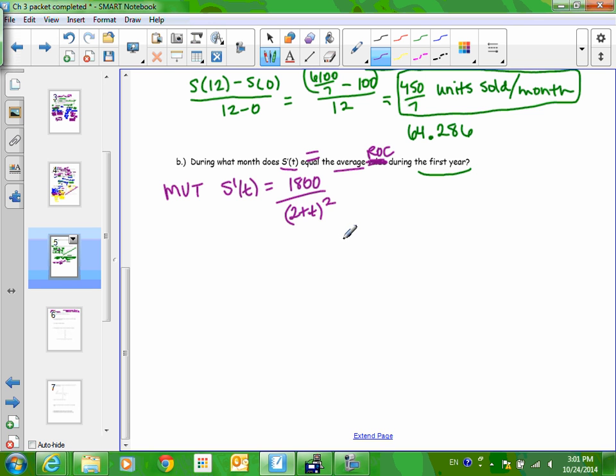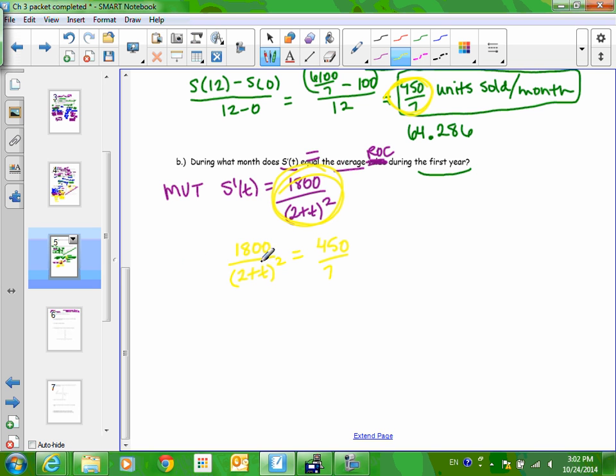Okay, so this is the derivative. All right, again, I'm going to do this again. Here's the average rate of change. Here's the derivative. What are we going to do with those two things? Put them equal to each other. So 1,800 over 2 plus t squared is going to equal 450 over 7. I'm not going to use the decimal because the decimal was rounded. Just use the fraction. And again, if we're using our calculator, what's the easy way to solve this?